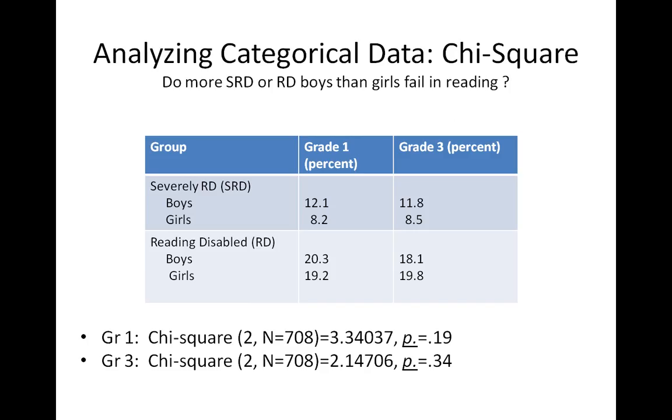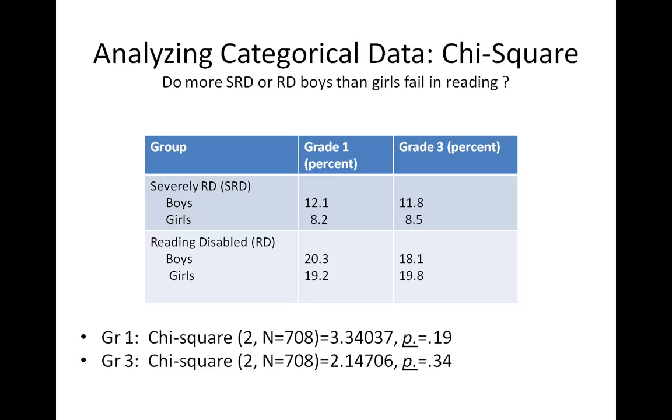So here are the results. You can see that in grade 1, 12% of the boys scored below the 10th percentile and 8% of the girls. It was about the same percentage in 3rd grade. Visually, that looks like it might be a difference, but if you go down below, you can see that the chi-square test of whether there was a difference resulted in a p-value of 0.19. So no, there was not a significant difference in the percentage of severely reading disabled boys compared to girls.